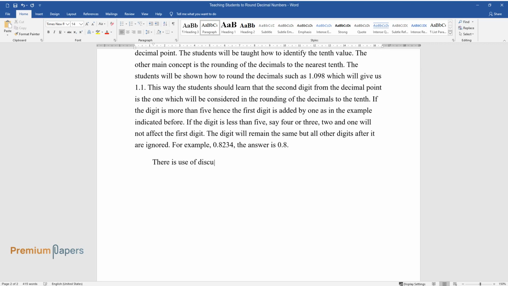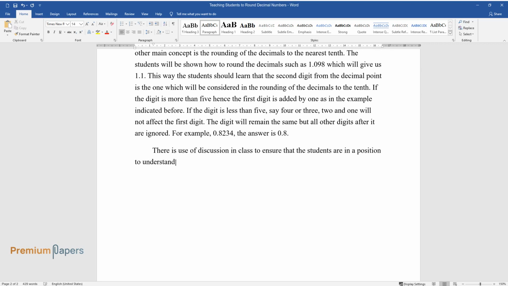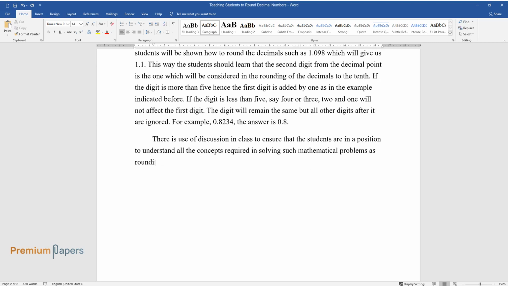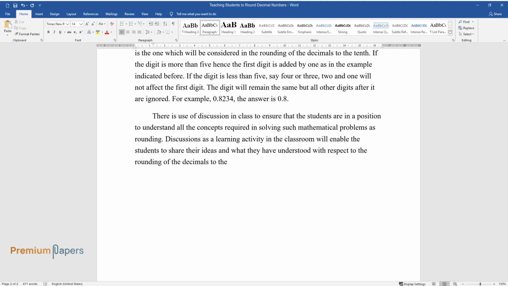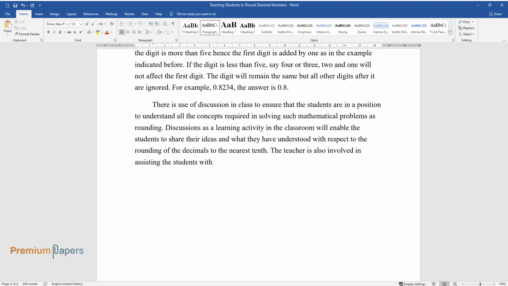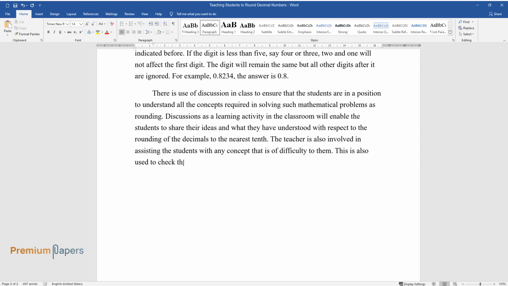There is use of discussion in class to ensure that the students are in a position to understand all the concepts required in solving such mathematical problems as rounding. Discussions as a learning activity in the classroom will enable the students to share their ideas and what they have understood with respect to the rounding of the decimals to the nearest 10th. The teacher is also involved in assisting the students with any concept that is of difficulty to them. This is also used to check the students' understanding.